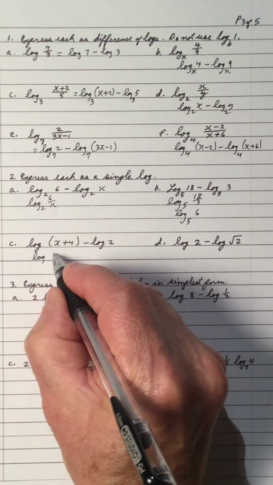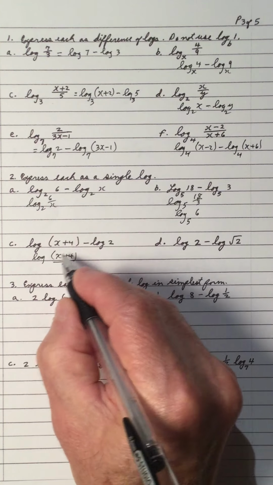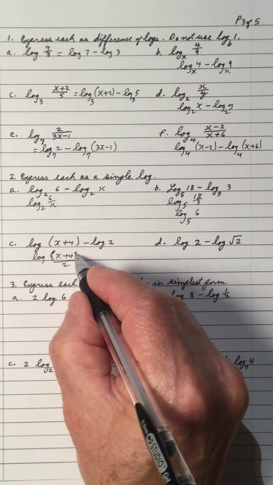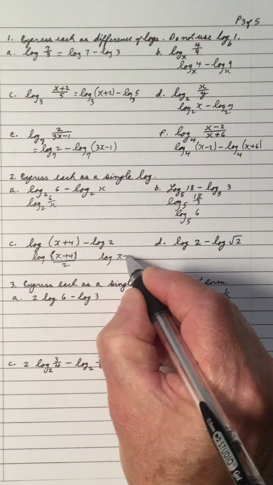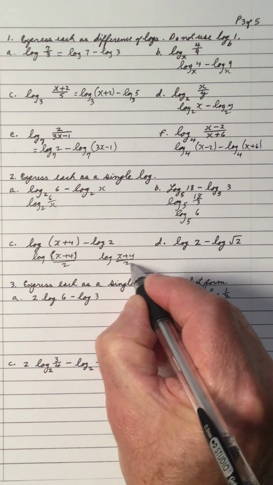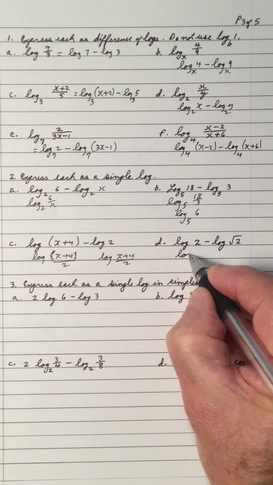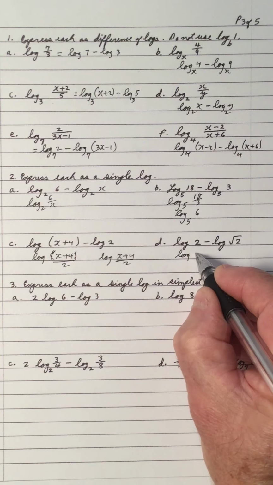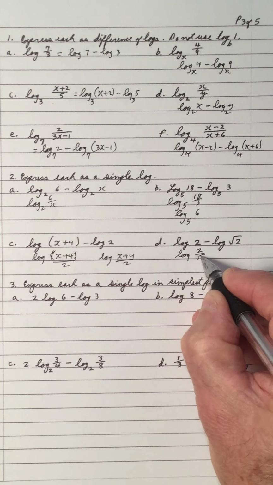This is the log of x plus 4 divided by 2. And again, this bracket is not necessary here. You could have had the log of x plus 4 all over 2. And this one is the log. The bases are the same. The bases had to be the same. So this is the log of 2 divided by root 2.